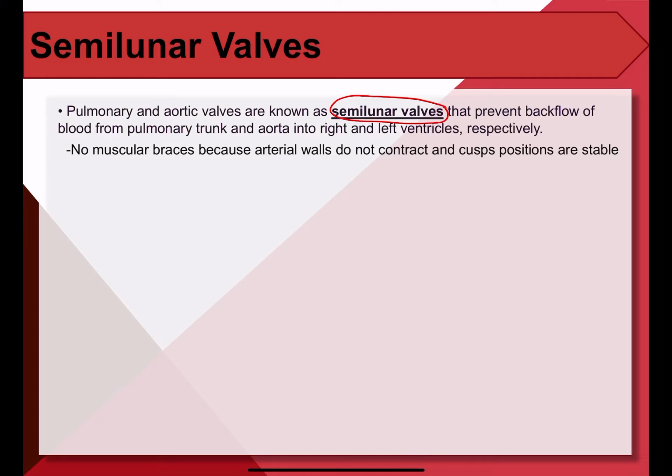There are no papillary muscles and no chordae tendineae, because the arterial walls themselves do not contract, and the cusps' positions are already stabilized by the cardiac skeleton around that area. On top of that, the opening is a lot smaller compared to the opening between the atria and the ventricle.